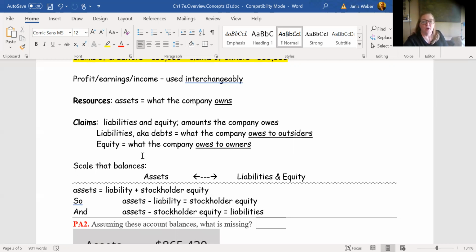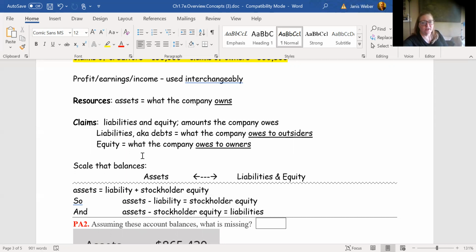And then the assets that a company has, another term for those is resources. That's just everything the company owns. Claims include claims of the creditors and of the owners. So liabilities and equity are claims of the creditors and claims of the owners.